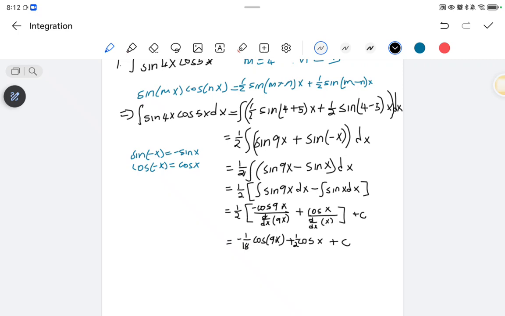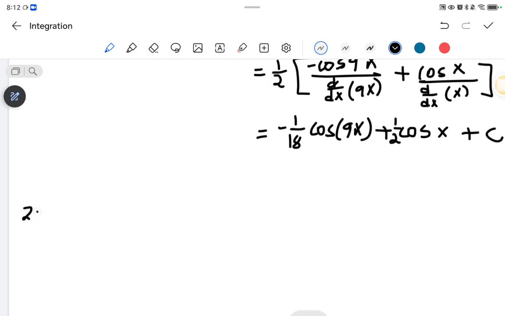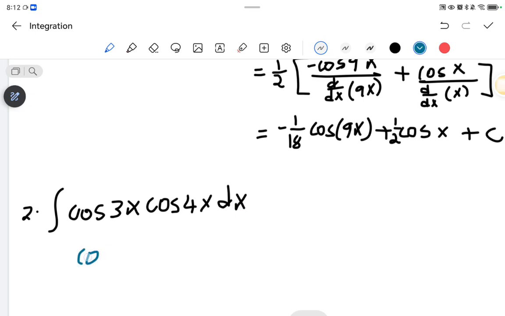So now we come to the second function. The second function, we have the integral of cos(3x) cos(4x) dx. And here we remember that if we have cos(mx) cos(nx), this will be equal to the same thing as that. You see, this is cos, right? The same thing as that, but we're using cos.